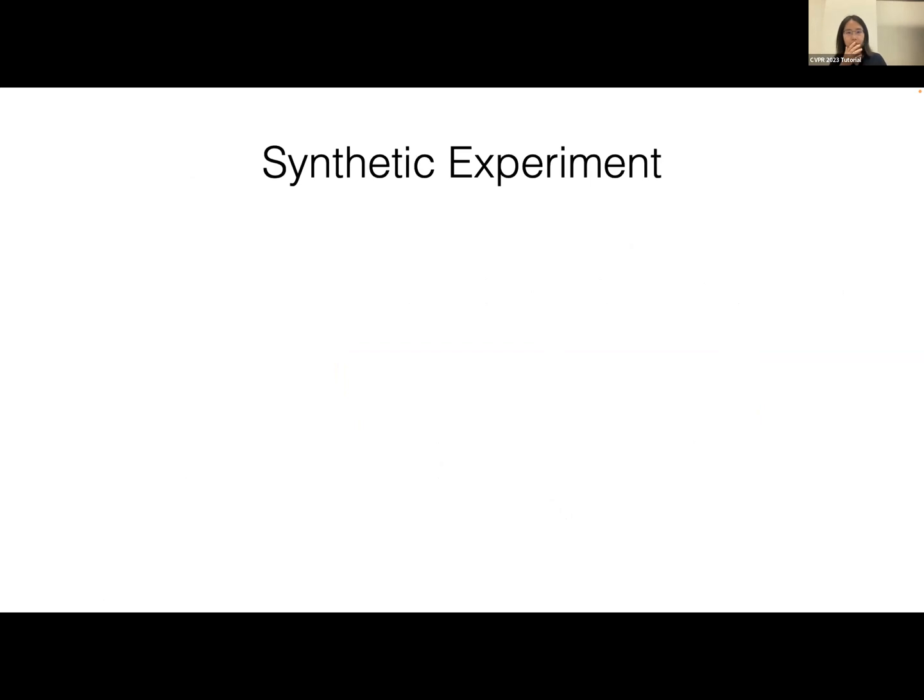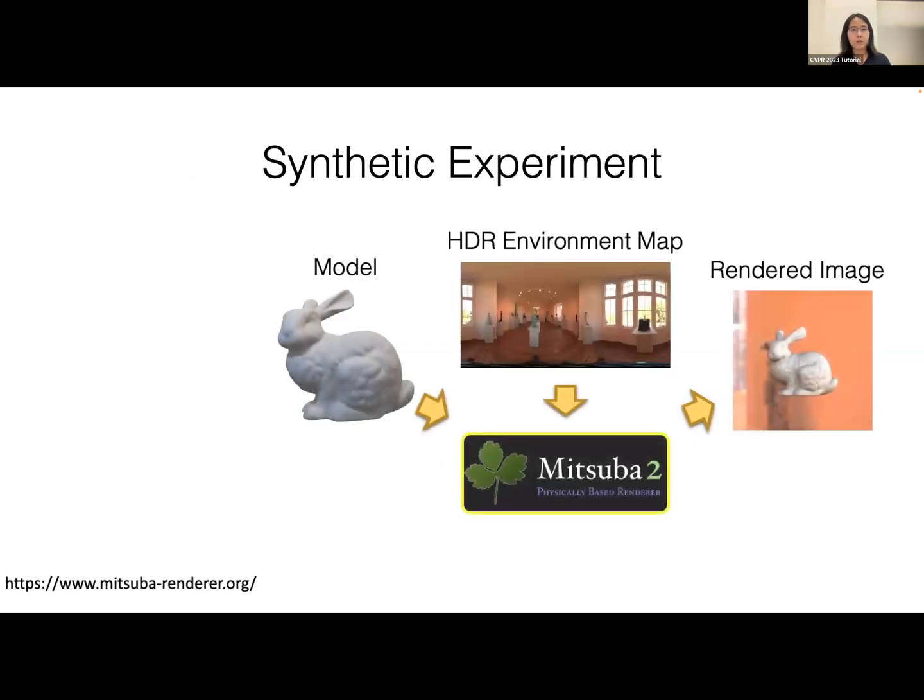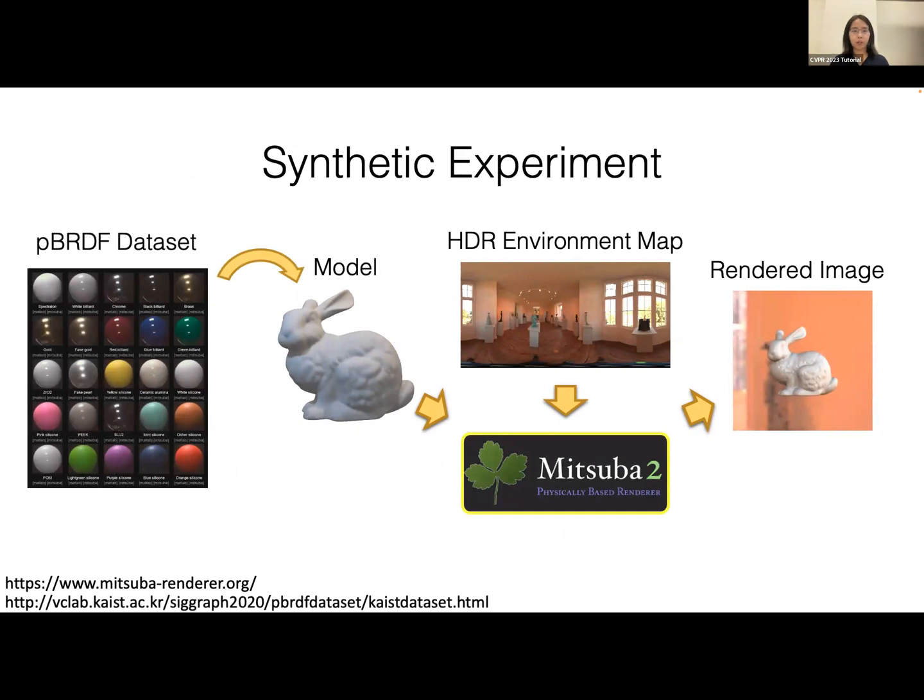So now let me show you some experimental results. We do a synthetic experiment for quantitative evaluation, because in real experiments, many times it's very hard to have the ground truth results. We use the Mitsuba renderer for the parametric rendering. And in order to apply the parametric material, we use the PBRDF dataset that is contributed by Sanhuan.